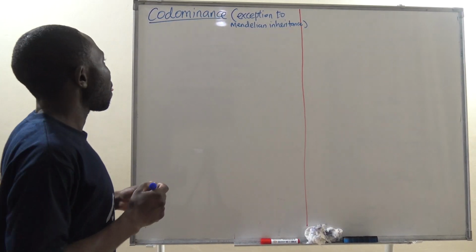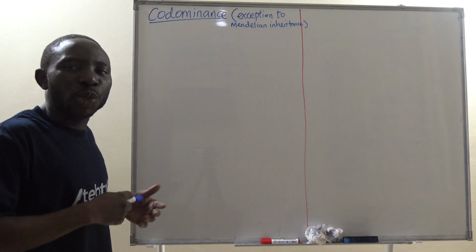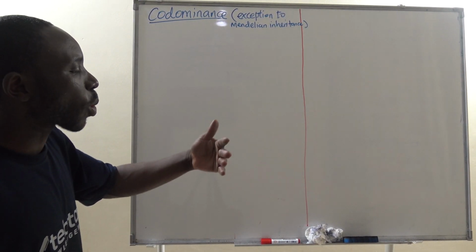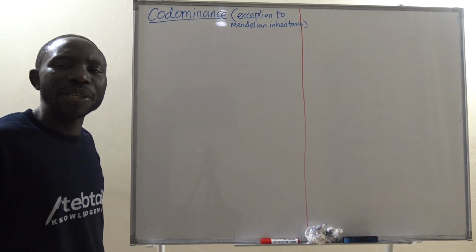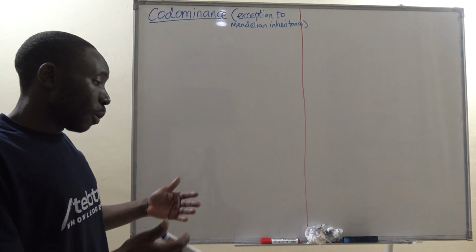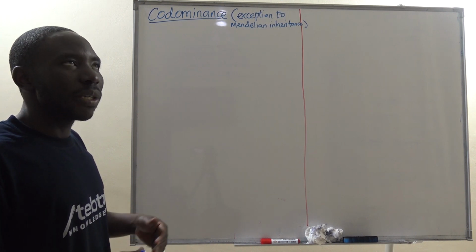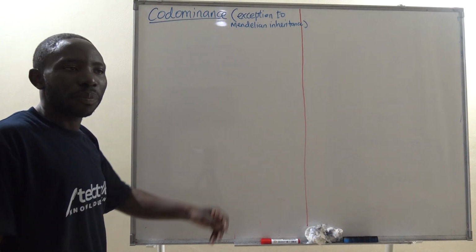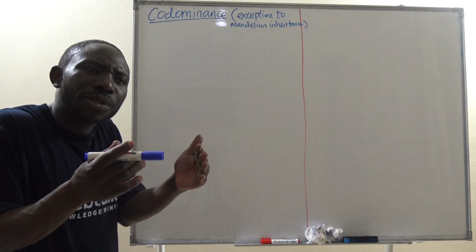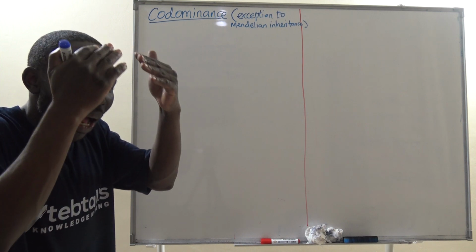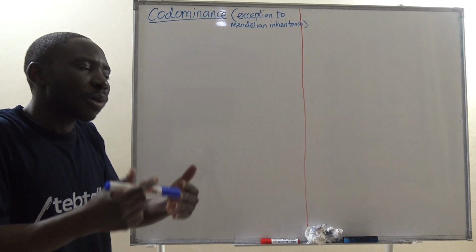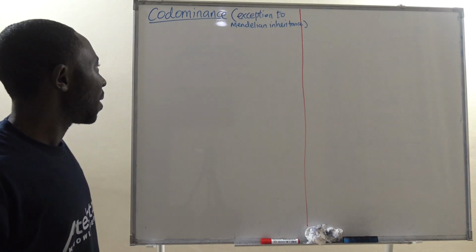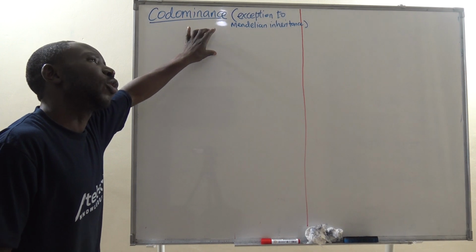We said when it comes to inheritance of some characters, some genes which control them, like height in peas, one allele is dominant and the other one is recessive. But here is codominance. There is inheritance whereby alleles express themselves equally in the phenotype. That is what we call codominance.